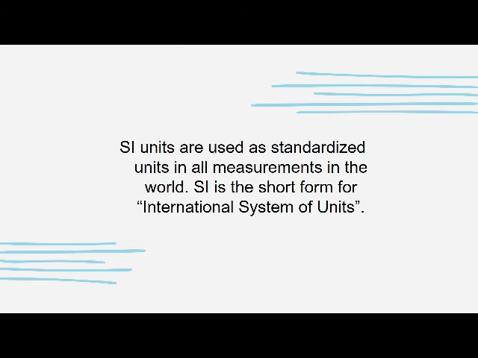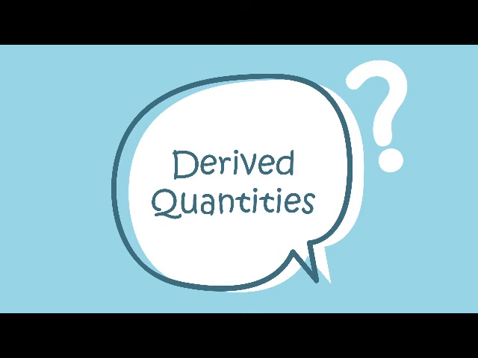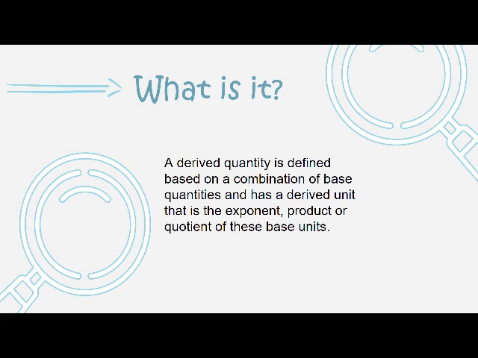And that is about base quantities. Now we come to the discussion of derived quantities. What are derived quantities? A derived quantity is defined based on a combination of base quantities and has a derived unit that is the exponent, product, and quotient of the base units.